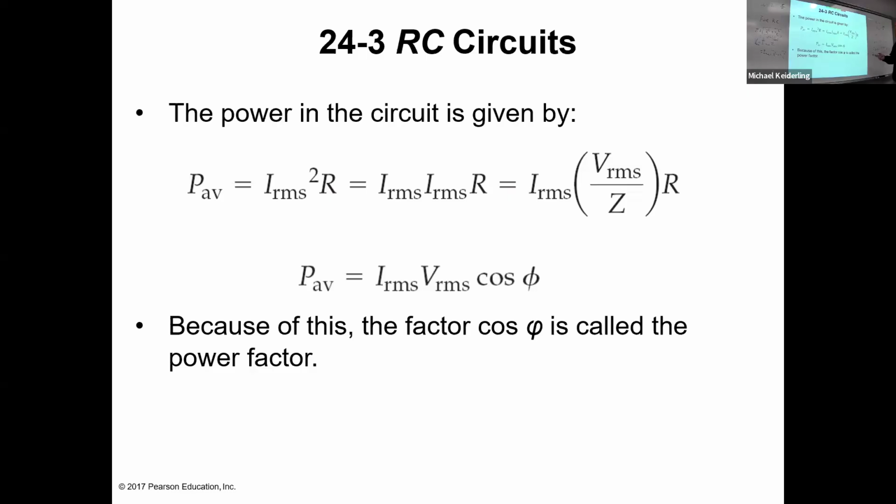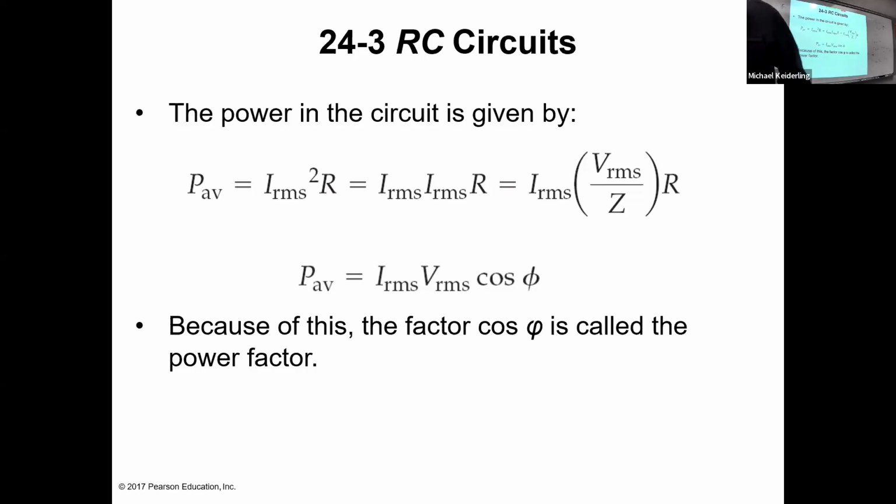And so the average power is current squared times resistance, which ends up equaling voltage RMS times current RMS times the cosine of phi, which is R over Z. So the cosine of phi, or that R over Z, is called the power factor because of this relationship.